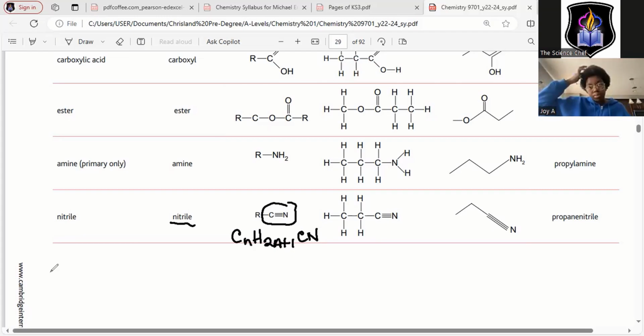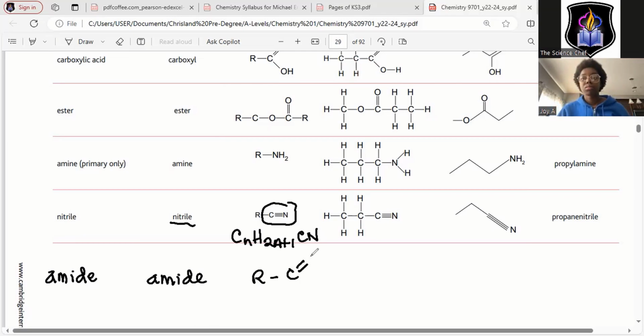Then we have one that is not here. This one is meant to be in A2, but that's based on this CIE syllabus though. The amide, the functional group is also the amide group. It is R, C double bond O, NH2, right? Yes. That is CnH2n+1CONH2. Are we together? Yes, sir.